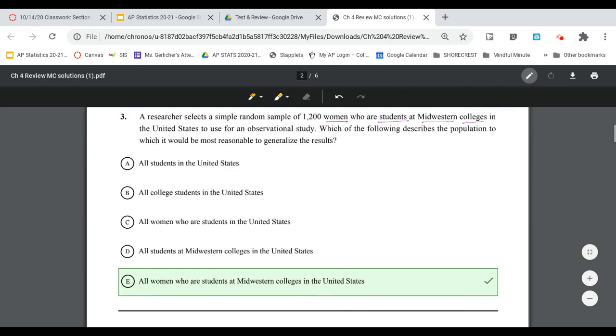Okay, so number 3, again about generalization. The people in the sample were women. They were students at Midwestern colleges. So that is the people that we can generalize this out to. And it is an observational study, so we can only talk about generalizing to a population, but it has to be a population like the sample. So it has to be women who are students at Midwestern colleges in the United States.